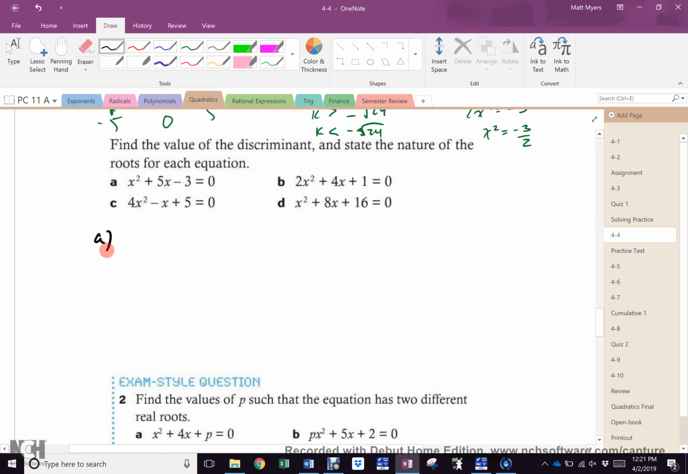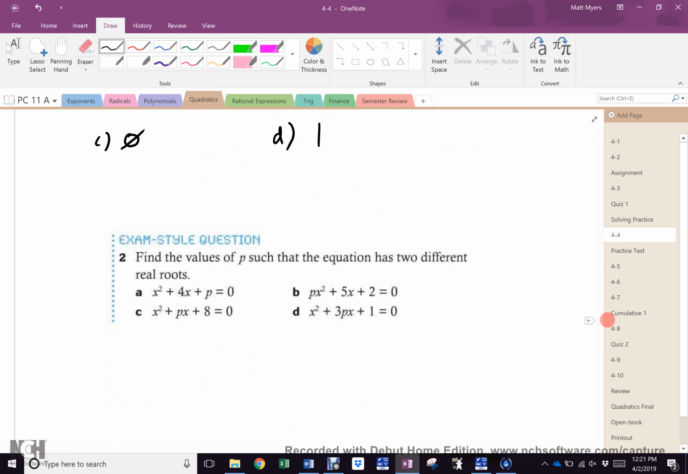How many roots in the first one? 2 roots. How many roots in B? 2. How many roots in C? 0. How many roots in D? 1. Oh, good gravy.